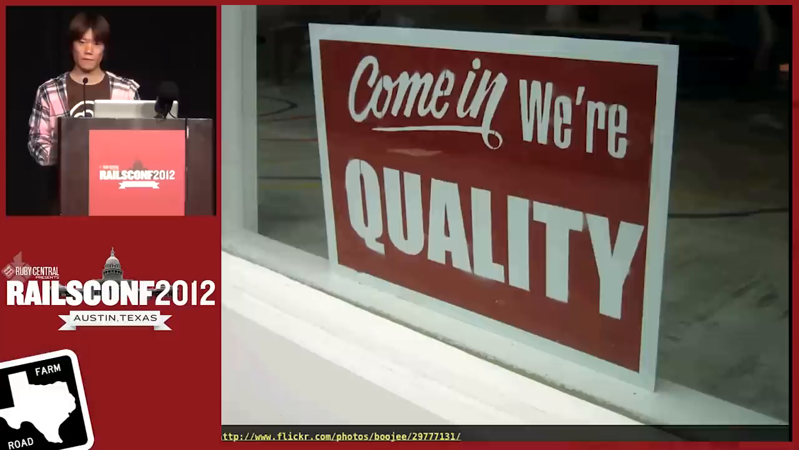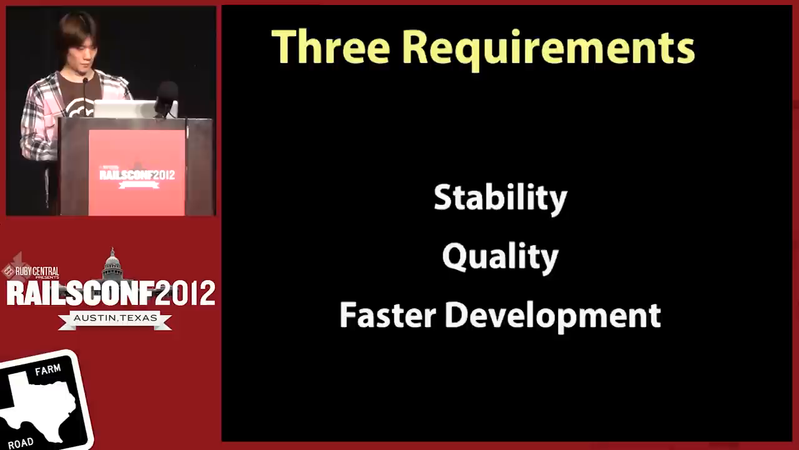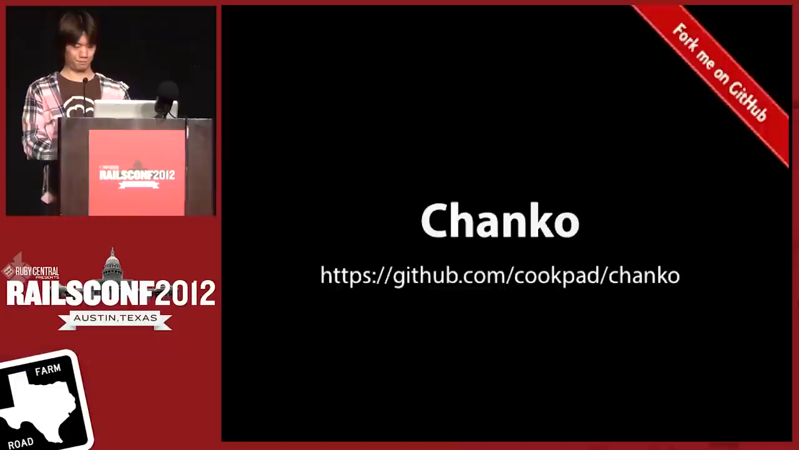Lastly, while maintaining the stability and the quality of the app, we had to ensure that we were able to maintain a high speed of development. We really needed a method to satisfy these three requirements. Unfortunately, we couldn't find any existing solution, so we decided to produce one ourselves. We named this solution Chanko, and it is now available on GitHub.